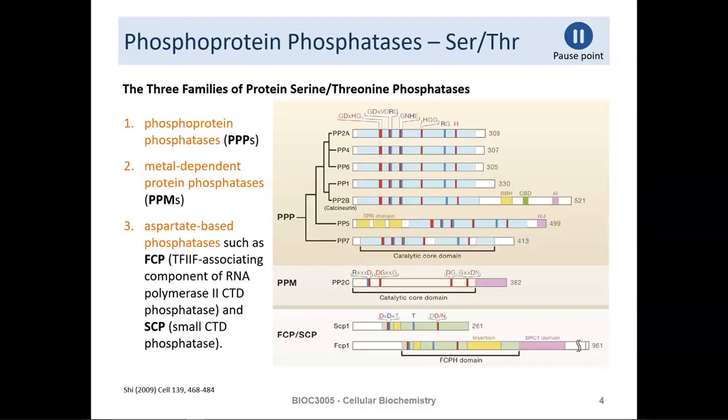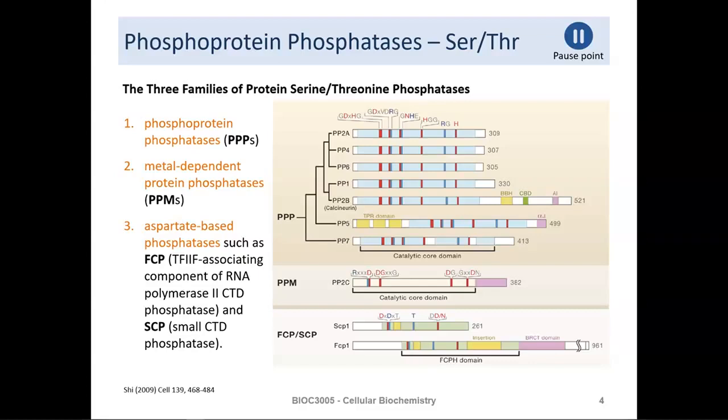The second family are metal-dependent protein phosphatases, or PPMs. This is shown in the middle panel. The metal ions, usually magnesium, bind to the phosphoryl group on the substrate. Water then nucleophilically attacks the phosphoryl group phosphorus, which is assisted by D or E residues acting as a base catalyst.